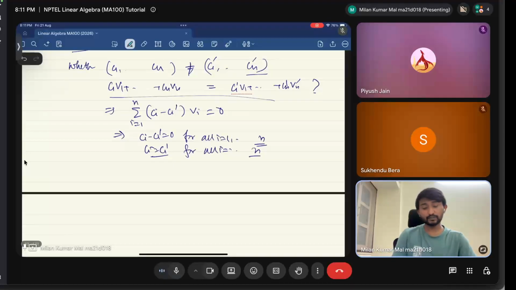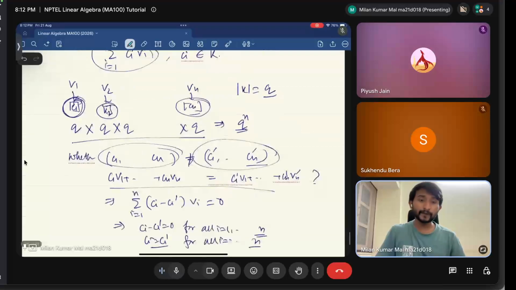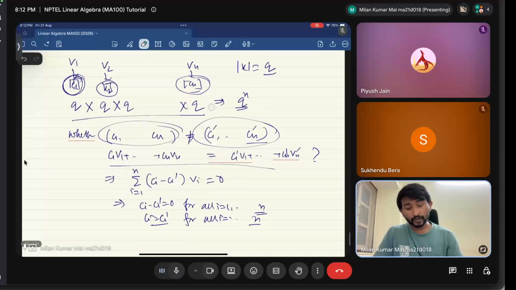So that means if you take two n-tuples, these are called n-tuples, of elements coming from the field F, where at least one of the coordinates is different, in that situation we will get a different vector. So there will not be any problem; here it will be q times q times q, up to n times, if we take the product, that is the number of elements in the vector space.